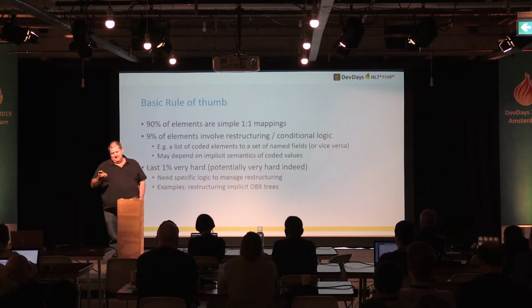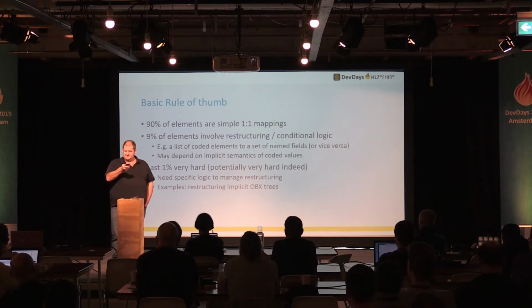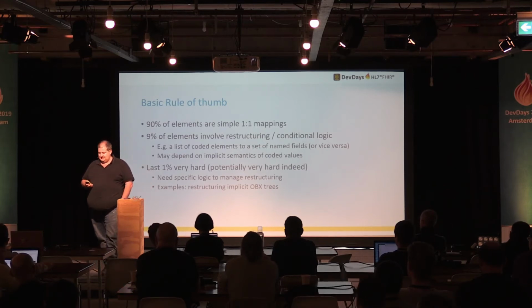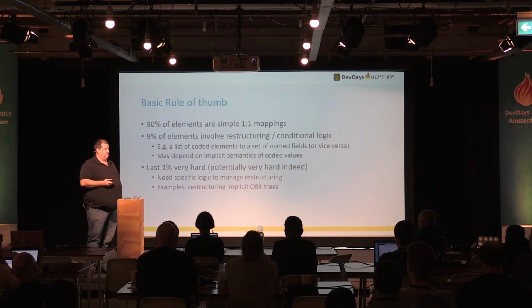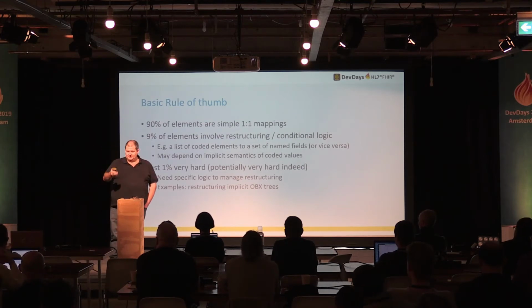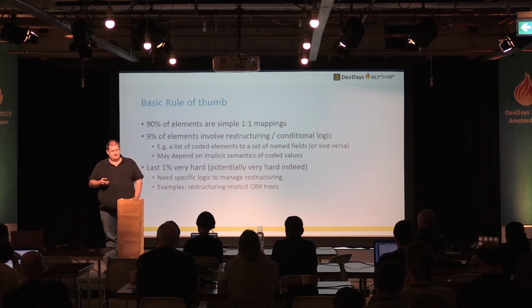And so you might have a series of named fields that get moved into a list of coded values, or vice versa. Or you may have fields that go here in some cases and here in other cases, depending on the value of another field. And so you need to express some logic around that. And then you get to the last 1% of problems, which are very, very hard indeed, around OBX sequences and figuring out the context and mapping against existing records and so forth.